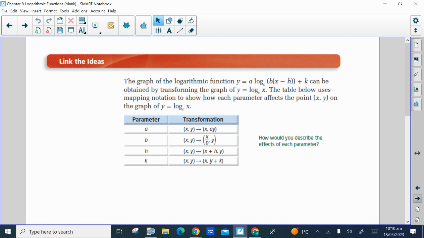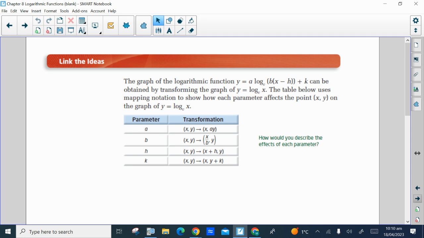B causes a horizontal stretch, but remember that the horizontal stretch is a factor of 1 over b. And when b is negative, you get a reflection over the y-axis. And as a mapping notation, x comma y maps into x over b comma y.